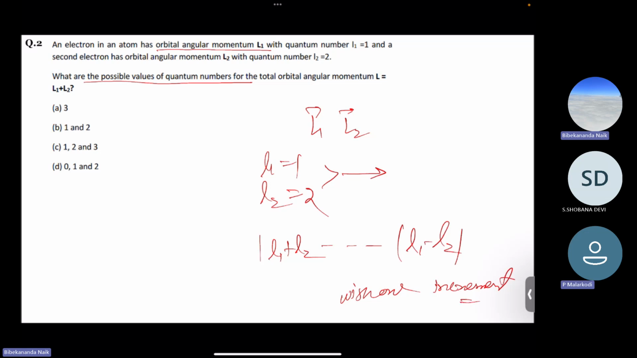So if you talk about the vector additions, then it is l1 plus l2 down to mod l1 minus l2 with a decrease of step one, or in the reverse case, from mod l1 minus l2 with one increment it goes up to l1 plus l2. So now if we talk about, sorry, yes.